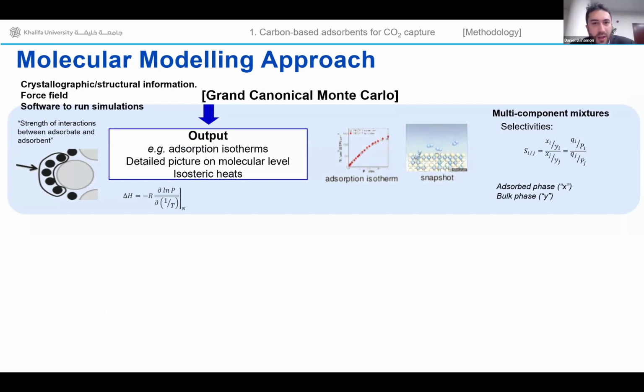Properties that we can obtain from the GCMC, Grand Canonical Monte Carlo, are basically adsorption isotherms, adsorption at different pressures at the same temperature, a detailed picture on the molecular level of what is happening inside the material, and isosteric heats, which are related to the interaction between the molecules and the surface itself. And you can move forward and check this also for multi-component mixtures and evaluate selectivities and other properties.